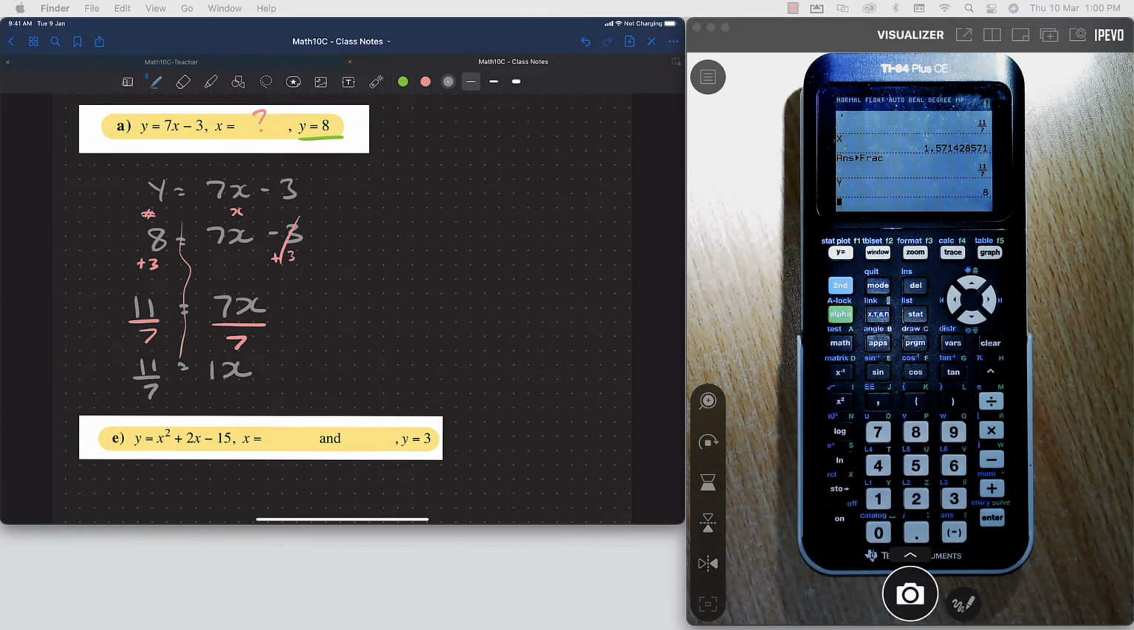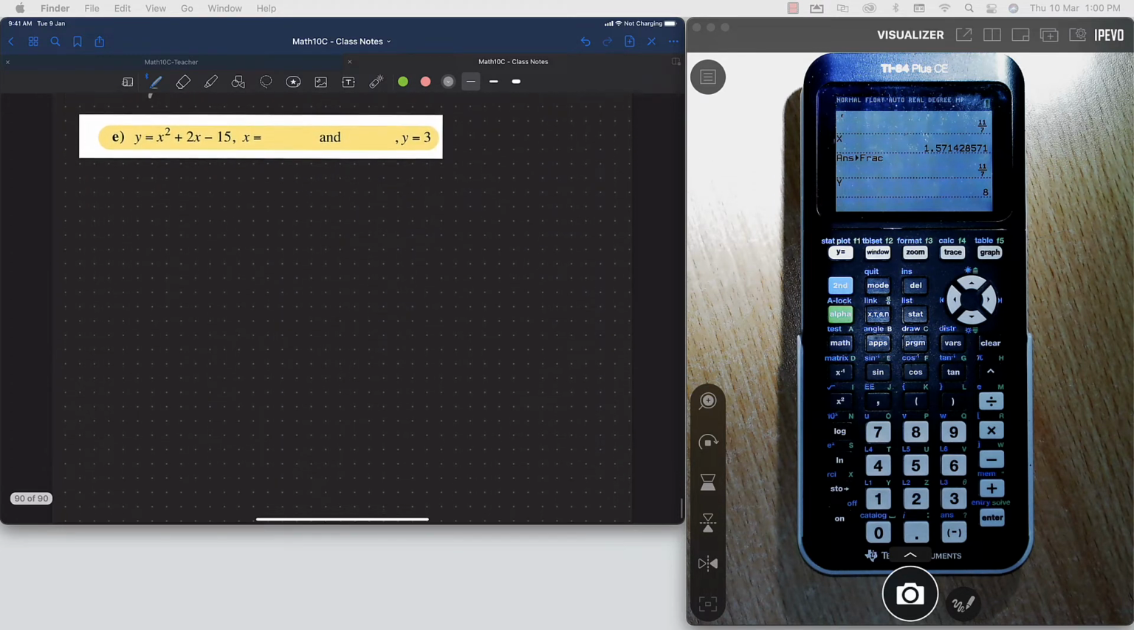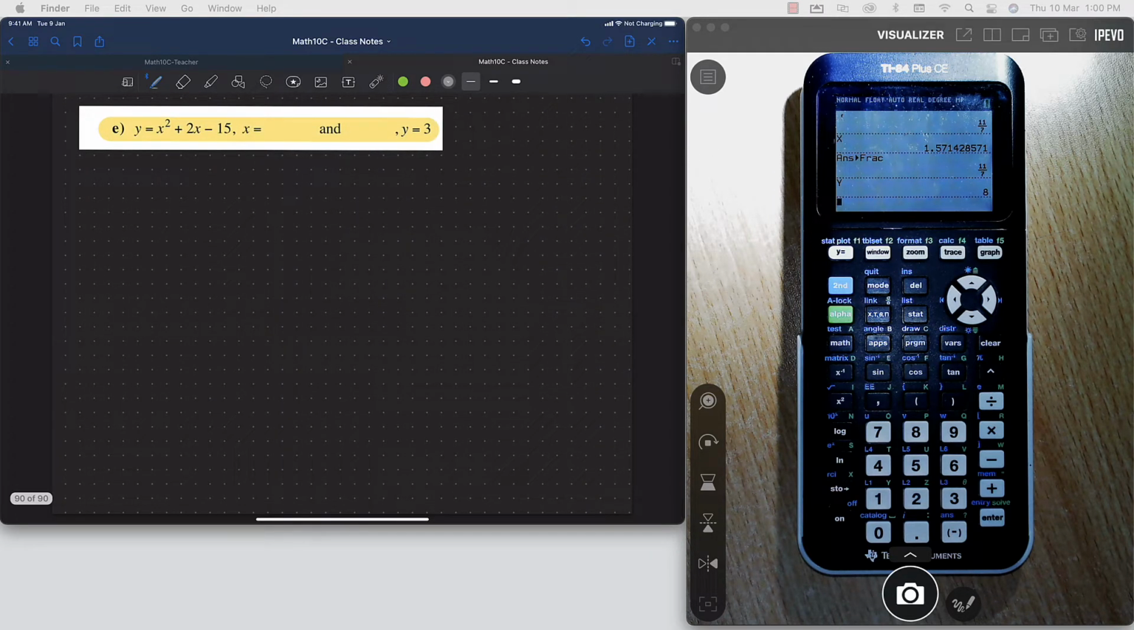Okay, now let's move to the next one right here, which is going to be a little bit more complex because I've got an exponent here of 2. So that means I'm going to have 2 x values. So let's take a look at this again. y equals x squared plus 2x minus 15. Now it tells me to solve when I'm given the value y equals 3, what is x1 and what is x2?